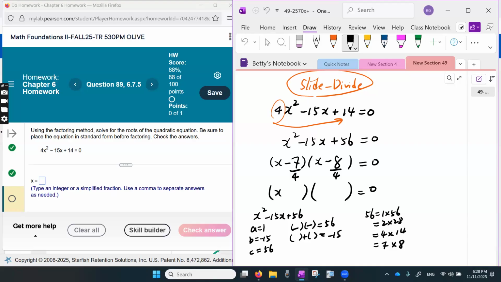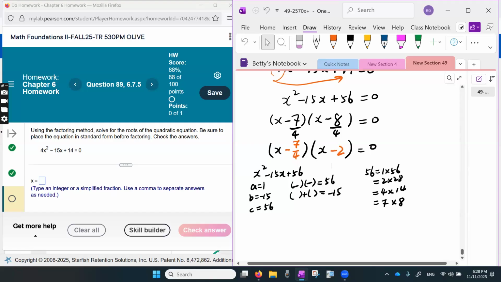The first fraction cannot be simplified. It's just negative 7 over 4. In the second parentheses, we have x what? Minus 2. 8 over 4 is 2, right? So negative 8 over 4 is negative 2. All right. Do not slide back. We're done. We did a slide, we did a divide.